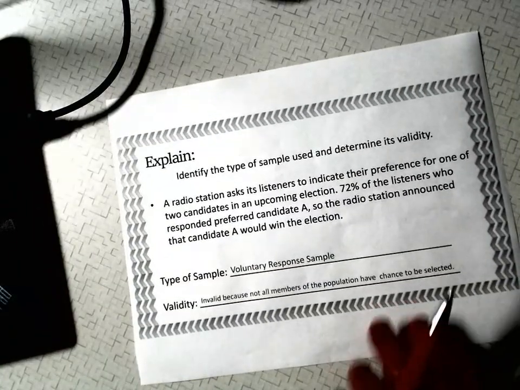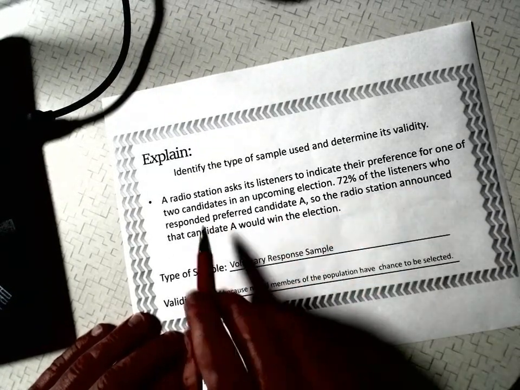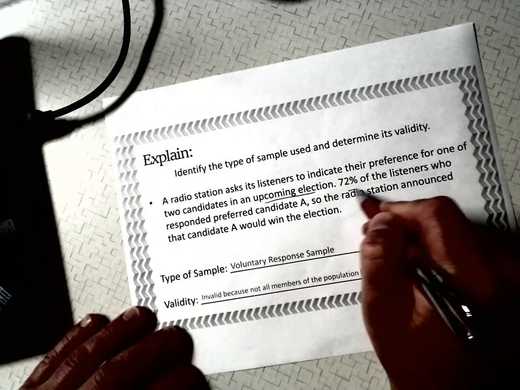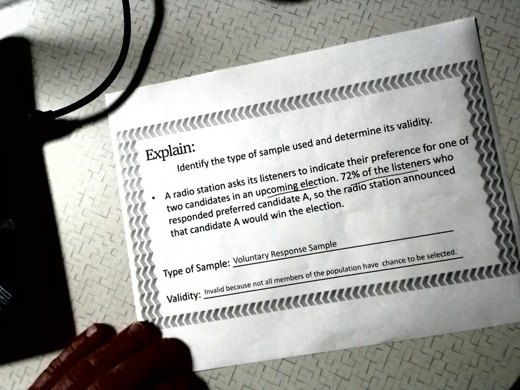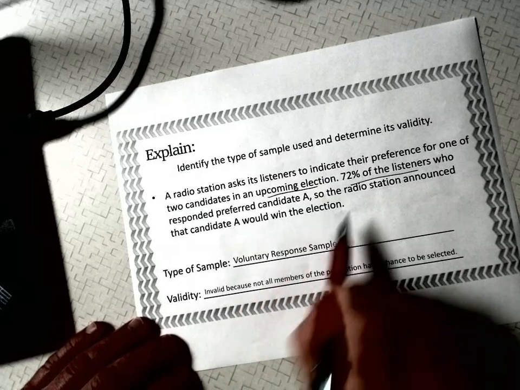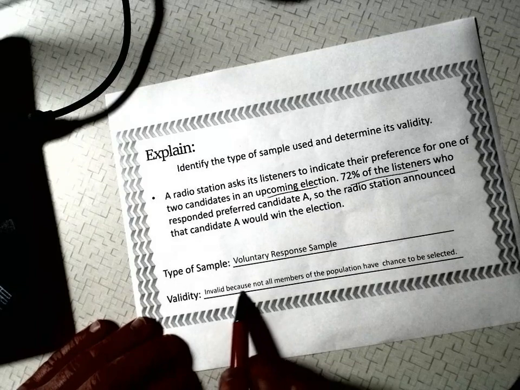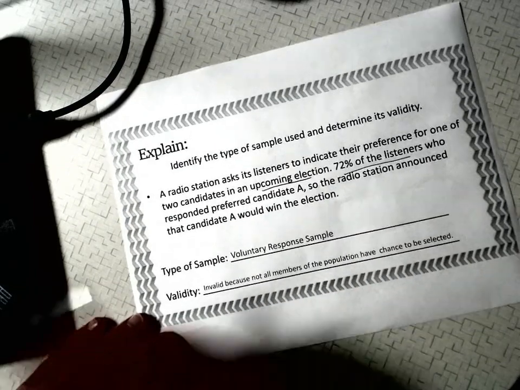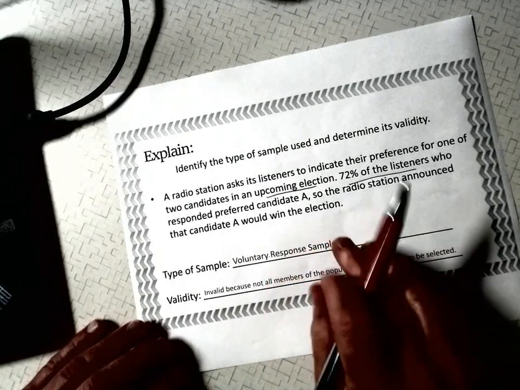One last one. A radio station asked listeners to indicate their preference of one of two candidates for the upcoming election. 72% of the listeners responded and preferred candidate A. So the radio station announced that candidate A would win. This is a voluntary sample. They didn't have to answer the survey, they chose to. It's invalid because not all members of the population had a chance to be selected. This is invalid. Voluntary. So those are your examples.